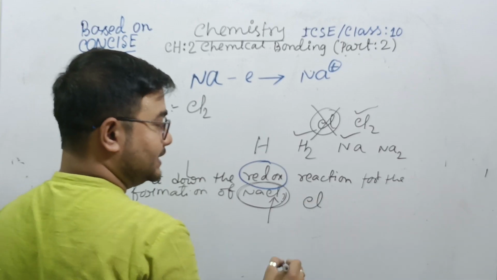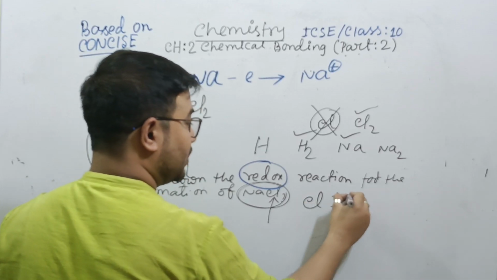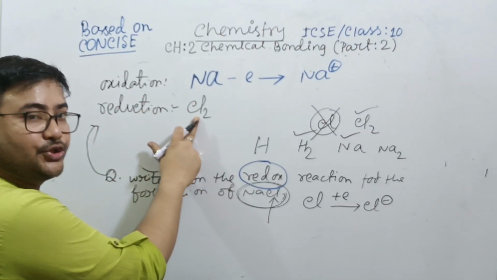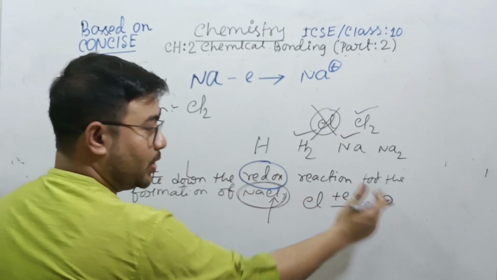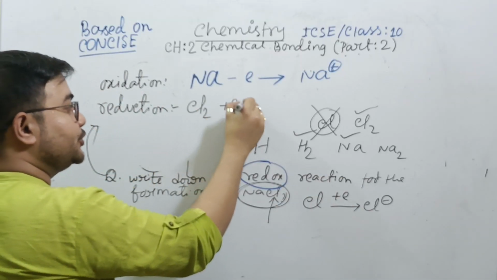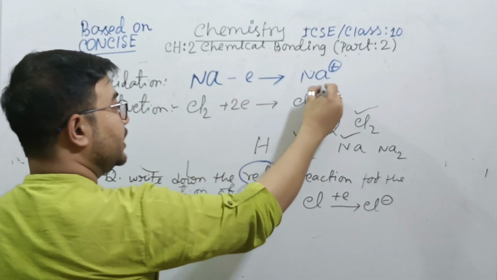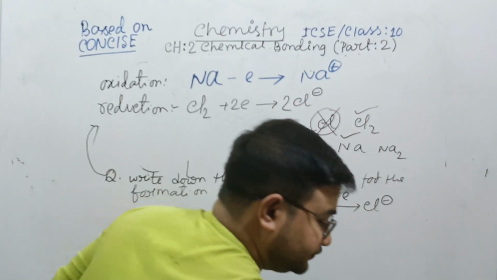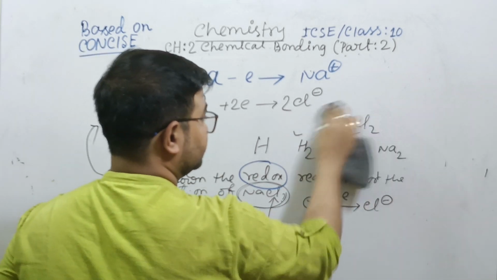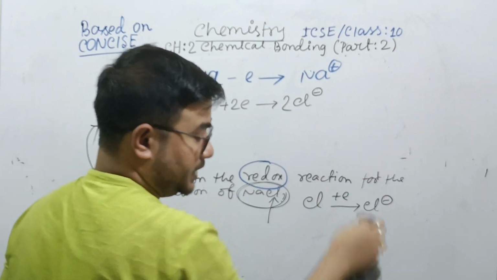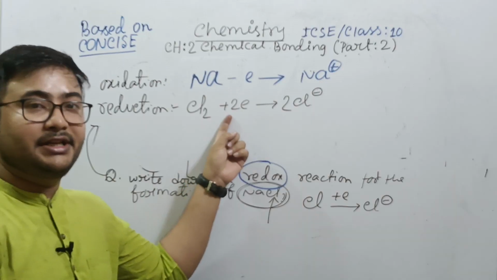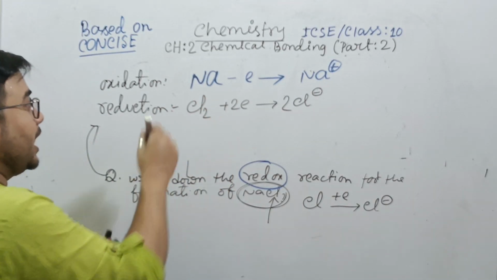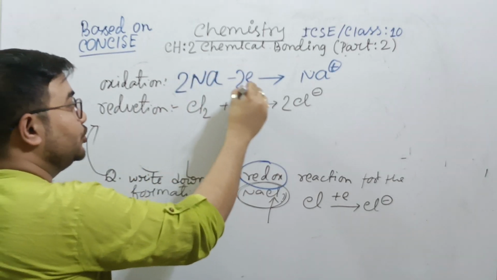If Cl accepts 1 electron, it becomes negatively charged. But here how many chlorine atoms? 2. 1 accepts 1 electron and becomes 1 negative charge. So 2 accept 2 electrons and become 2 negative charge. See? Do you understand this one? Okay, now how many electrons are here? 2. So due to this 2 electron, we have to multiply these by 2, 2 and 2.